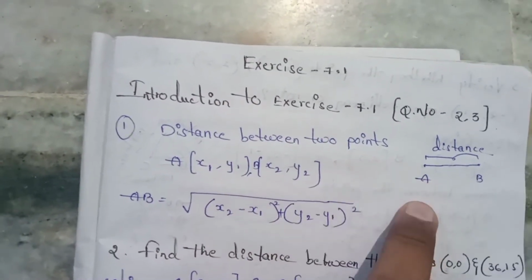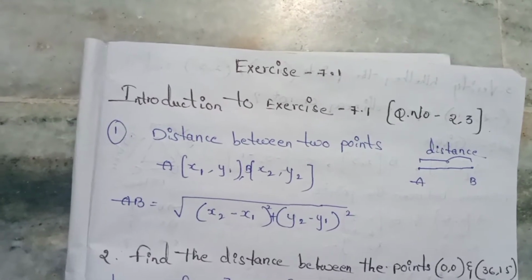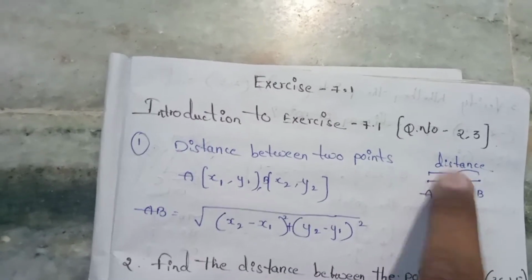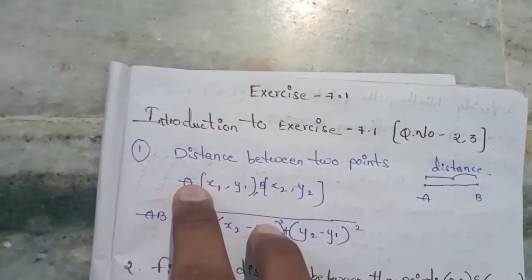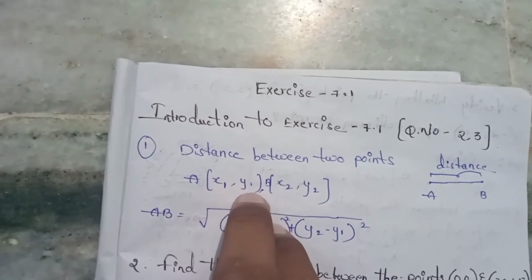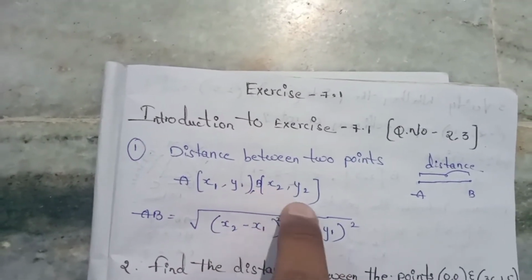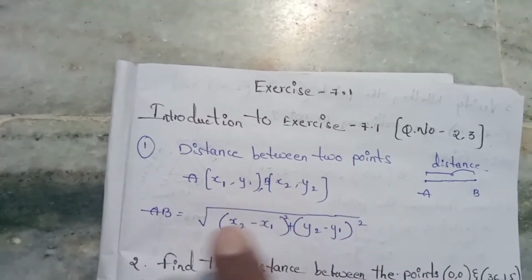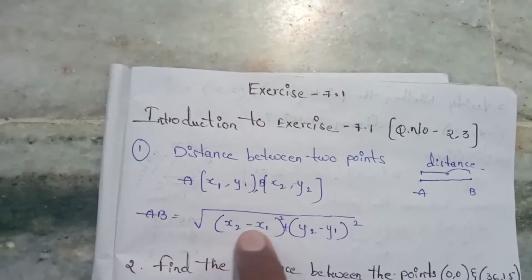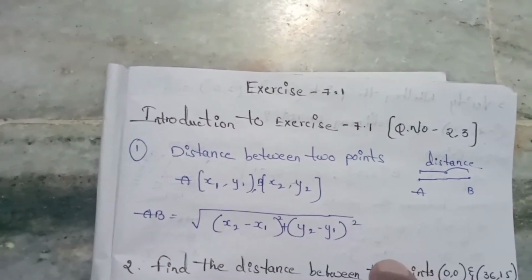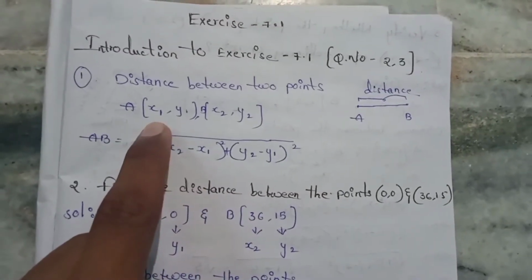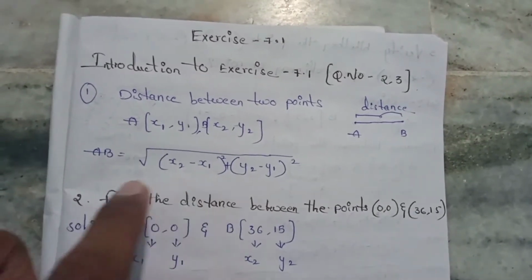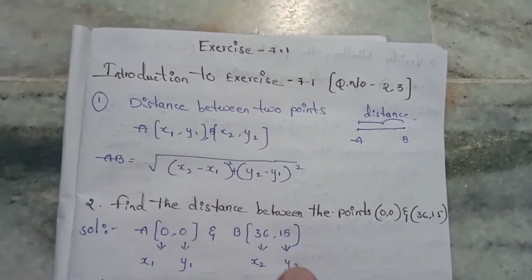Here points are nothing but A, B, C, D, E, F and so on. The length between these points is known as distance. Now A point contains x1 and y1 and B point contains x2 and y2. These two are coordinates, and AB is equal to root of x2 minus x1 whole square plus y2 minus y1 whole square. Now you may have a doubt, how it is x1, y1, x2, y2, and say you can't understand, sir. See, when you do the exercise problems, you will understand this.